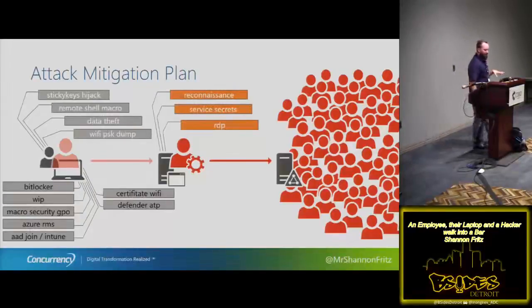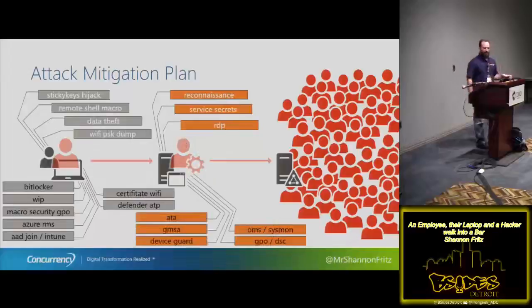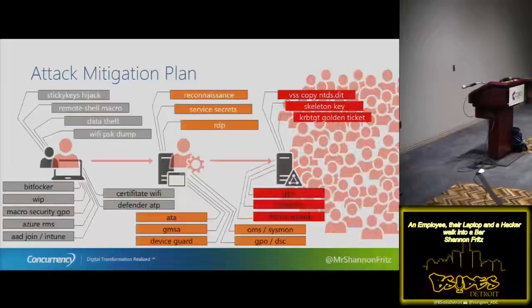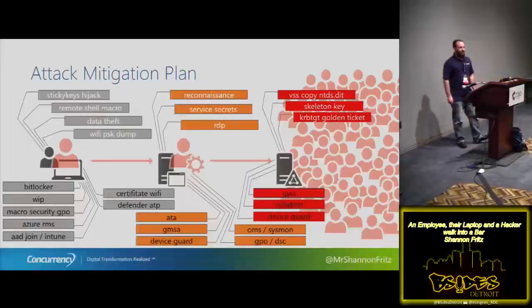The recon stage, when we were doing that, we can do things like monitoring with ATA and configurations with group policies. The domain controller exploit, we just did the stealing of the ntds.dit. There's a lot of other really cool ones I didn't show, but we can also protect a lot of that with, again, group policies and configurations on the machines.